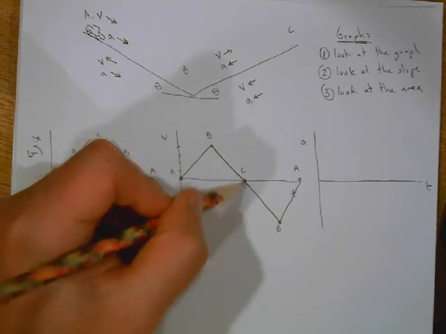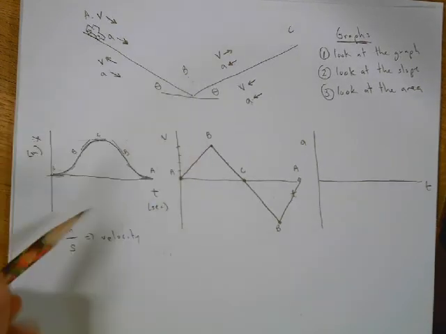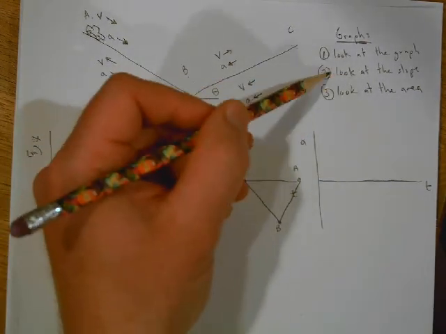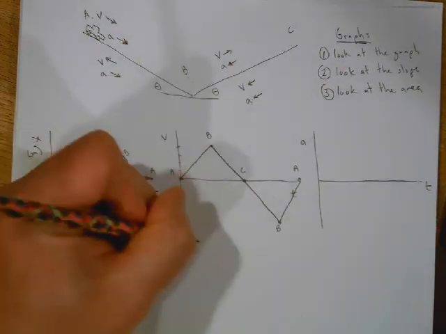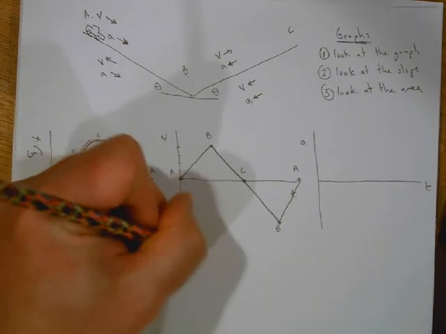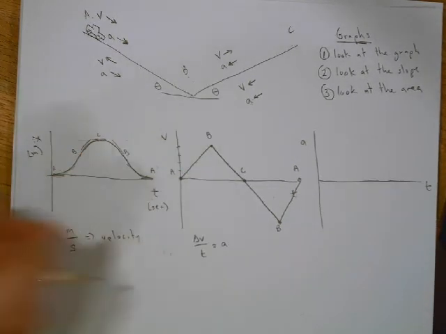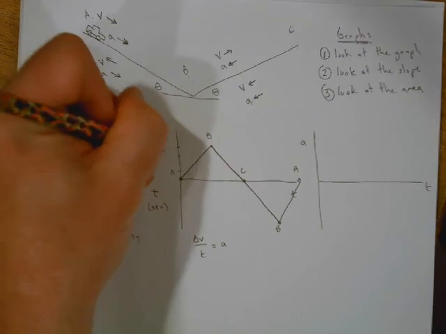Hey, look, 0, 1, 2, 3, I'm speeding up going forward, I'm slowing down going forward, speeding up going backwards, slowing down backwards. So again, what does the slope of this graph tell me? Well, the slope of this graph is going to be the change in velocity over time. Well, what is that? Oh yeah, that's my acceleration.